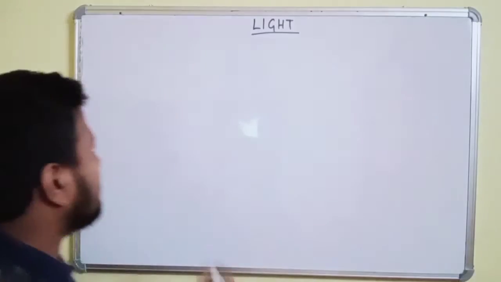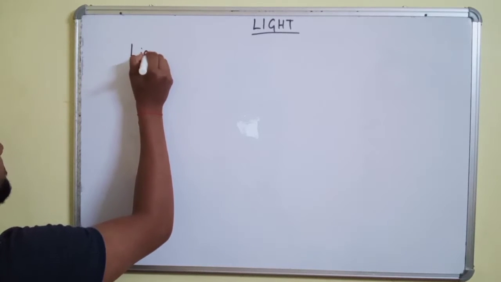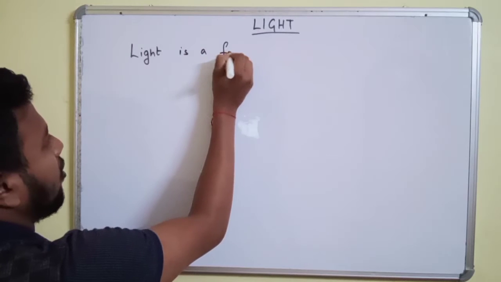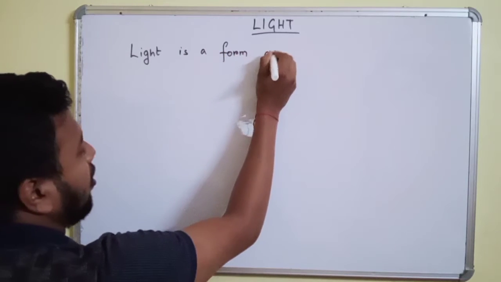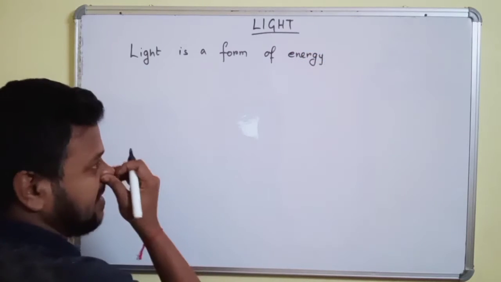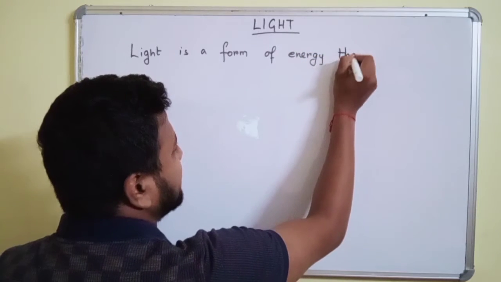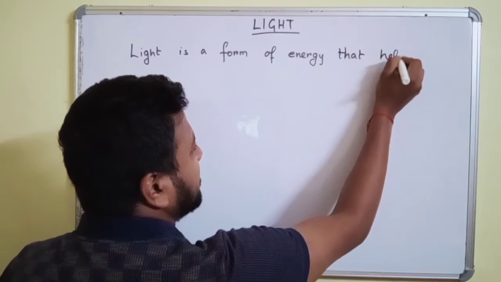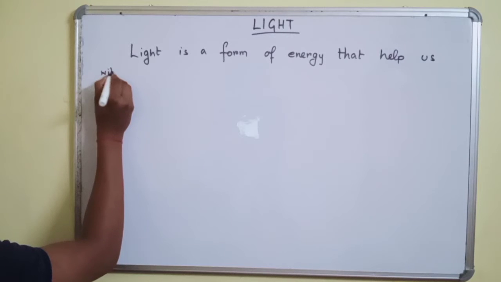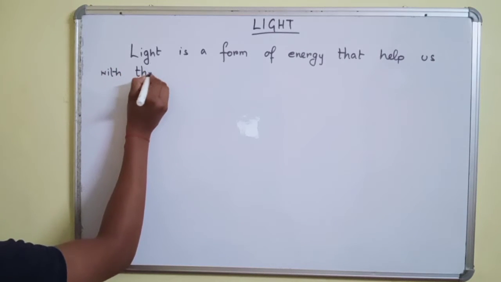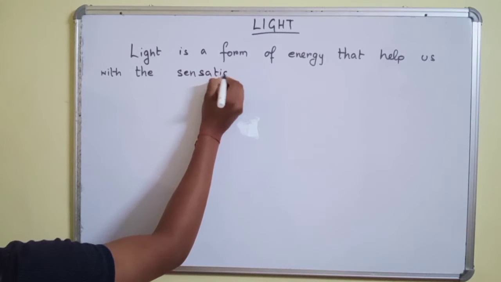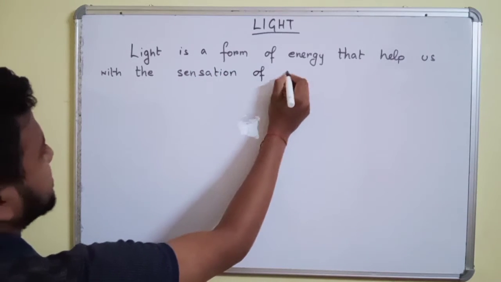So when we define light as a form of energy that helps us with the sensation of sight, let us write down: light is a form of energy that helps us with the sensation of sight.